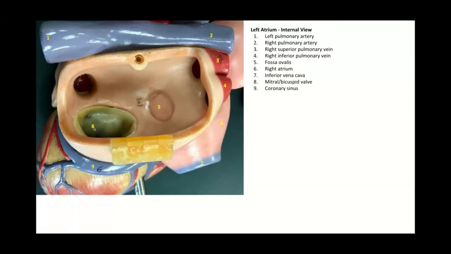Number 8 is the mitral valve or bicuspid valve, the valve which we have between the left atrium and left ventricle. And number 1 and 2 are the 2 branches of the pulmonary arteries, right and left pulmonary artery. Here number 7 is the inferior vena cava, number 6 is our right atrium, and number 9 is the coronary sinus, the large vein which brings the deoxygenated blood of our heart to the right atrium.